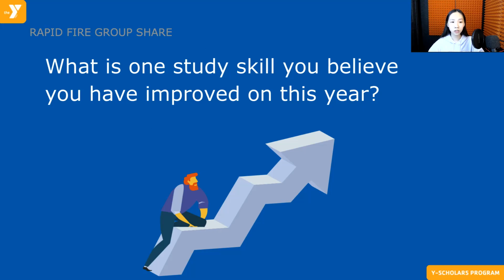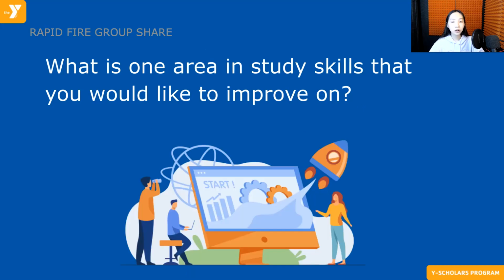All right, next is the third question. What is one area and study skill that you would like to improve on? Write a bullet point or two. And we will be discussing all of these questions later.